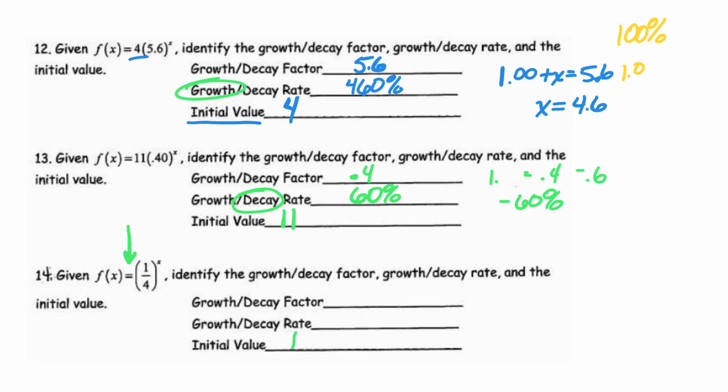We have a decay rate, because this is a number that is between -1 and 1, so it's 1/4. Well, if I was at 1 and now I'm at 1/4, that means I've lost 3/4. 3/4 is 75%. And again, we don't put negative, we just recognize that it is a decay of 75%.